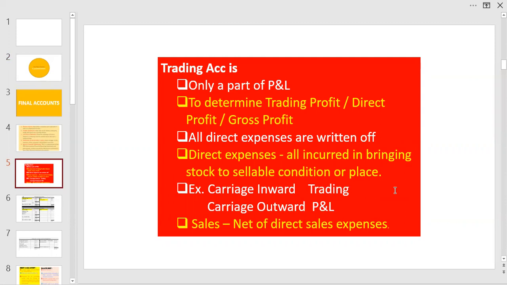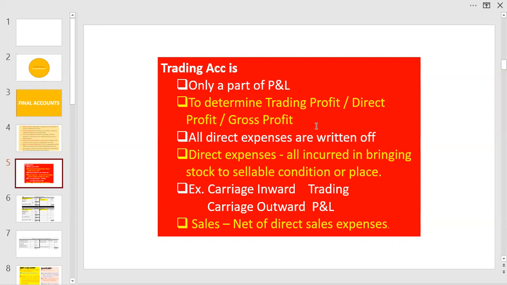Alternatively, this can be a multi-step P&L, which will have manufacturing account, trading account, profit and loss account, appropriation account, etc. Each of them gives different useful information. For example, trading account, even though it's only a part of P&L, is made in order to arrive at or determine the gross profit or top line.